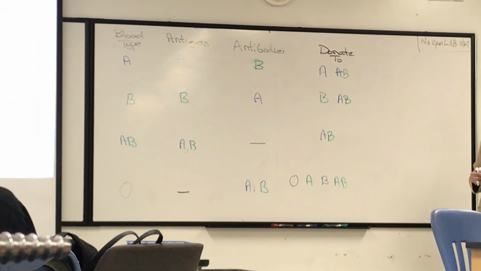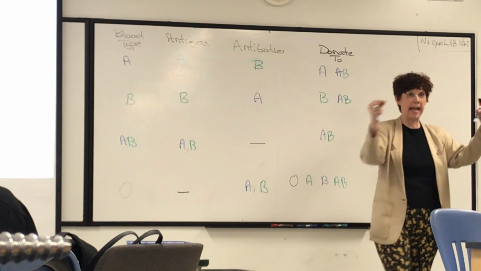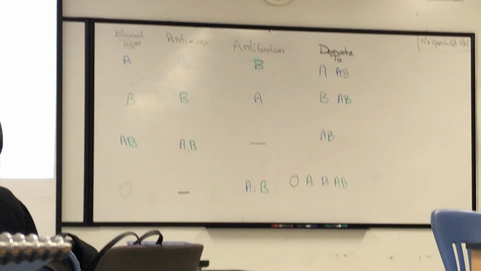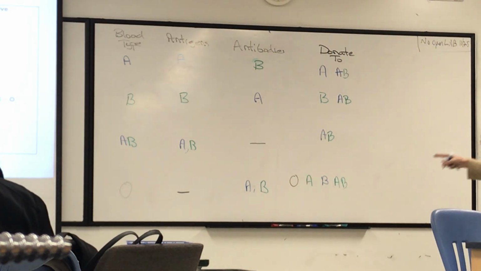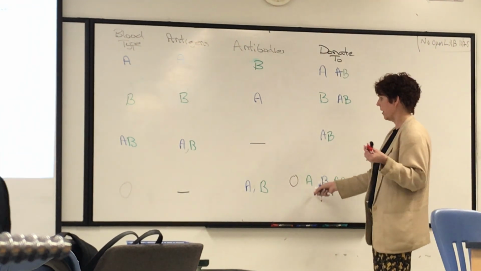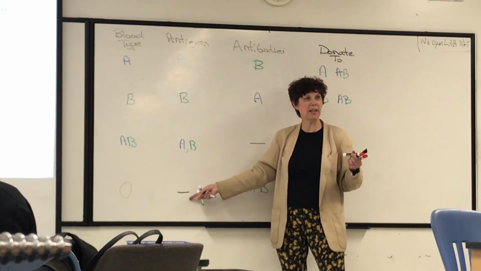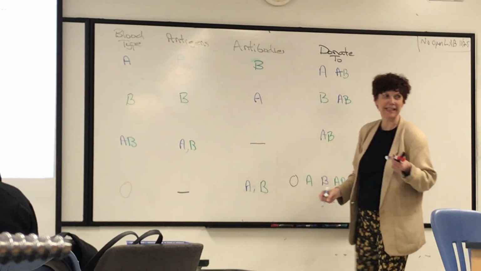Does that make sense? So you have to ask the same question each time. In the blood that I am donating to, are there antibodies in that blood that are going to cause my cells to clump together? And since O has no antigens, it doesn't matter if there's antibodies present or not. So you can always donate to yourself. And there's no A antigen on O. There's no B antigen on O. So I can donate to A, B, or AB. Okay?